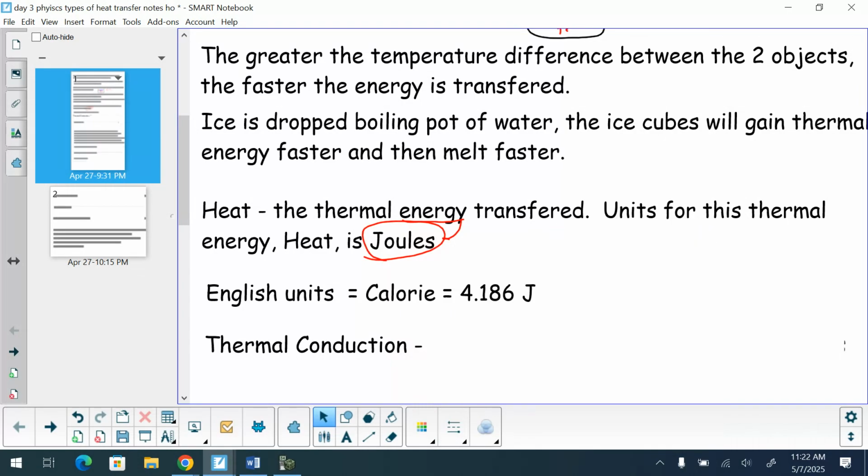When you talk about English units, these are in calories. A little bit different than the calorie you get if you eat an Arctic squirrel that has 900 calories of fat. Okay? It's somewhat related to, but not really related to, the idea of that same calorie. So you have 1 calorie is equal to 4.186 joules.